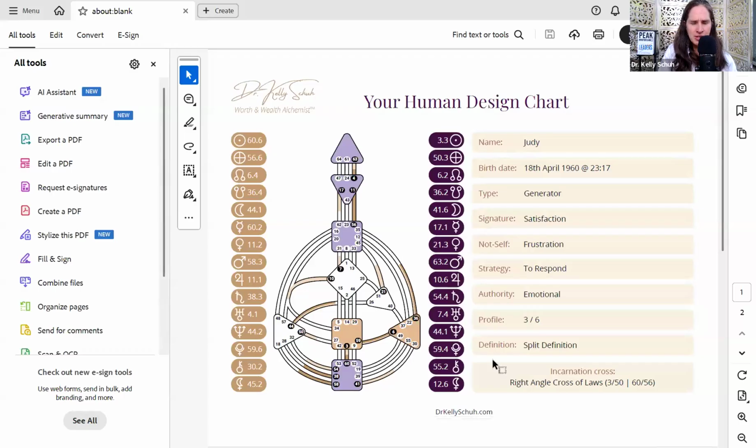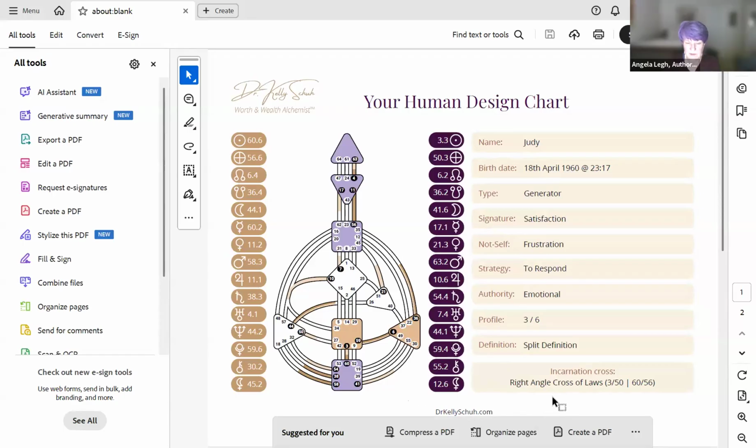And probably what I might need to do, let me just tell you, there are a ton of incarnation crosses. So the way that I'm going to guide you, and this will apply to everyone, is how this was figured out. You can see the incarnation cross where she has right angle cross of laws. Your incarnation cross is your purpose on the planet. It's kind of important. Whatever your incarnation cross is, let me tell you where it comes from.